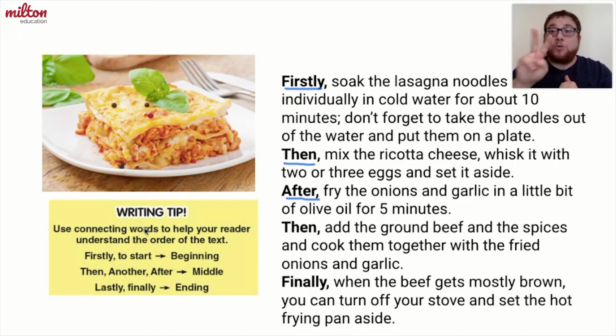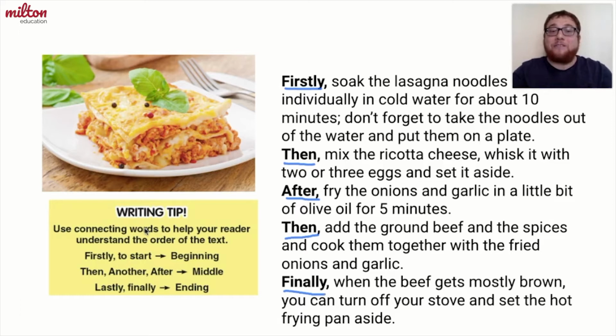You can use both of them to indicate that the sentence that follows is part of the middle of the text. Then add the ground beef and the spices and cook them together with the fried onions and garlic. Now it's the end of the recipe. To indicate that this is the end or the final sentence, we use the word finally. Finally, when the beef gets mostly brown, you can turn off your stove and set the hot frying pan aside.